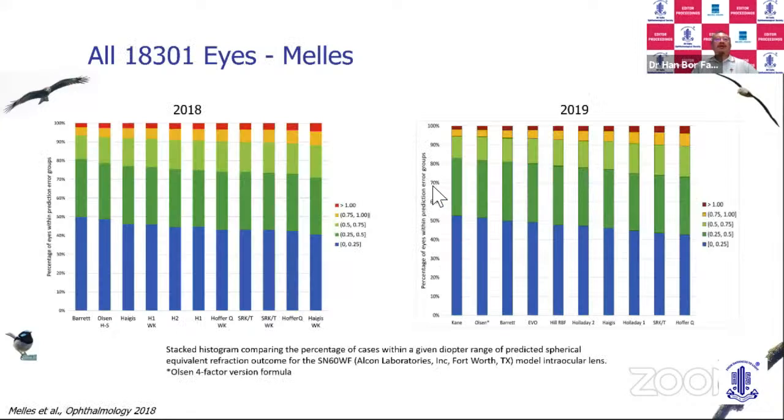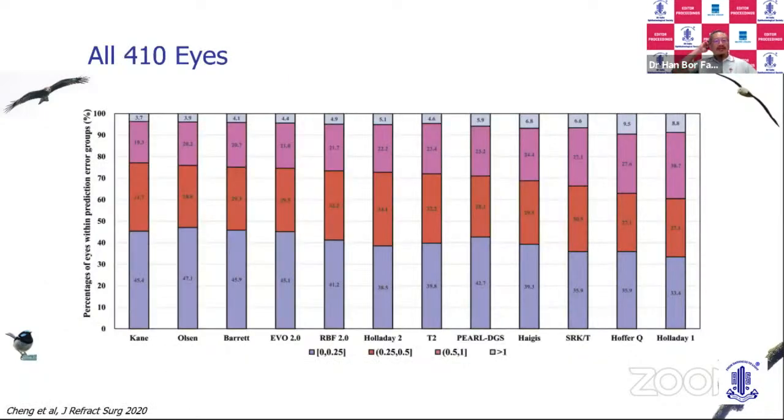Mellors has the most eyes, published in 2018, and he has recalculated with some updates in 2019. So we just look at 2019, which was close to 80% for Kane, Olsen, Barrett, and EVO, and here RBF as well. So you can see it's consistently these new formulas are doing better than some of the older traditional formulae. The latest is by Cheng.